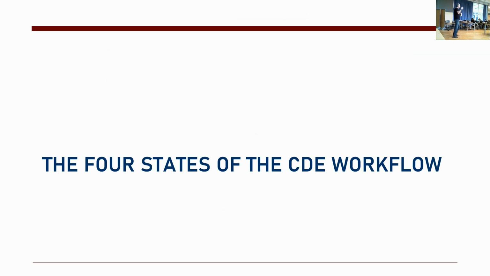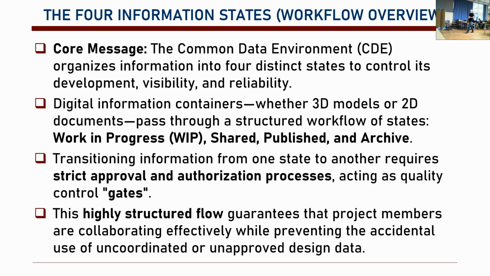Okay, now let's look into these 4 stages of information workflow. Basically, in the CDE, we want to have distinct states for the information, okay? For development, visibility, and reliability. These information containers can be like 3D models or 2D documents, like I mentioned, can be 3D model of the project or the manuals in documents. They pass through structured workflow states. Work in progress, shared, published, archived, okay?